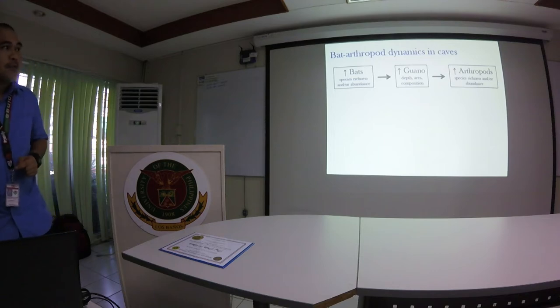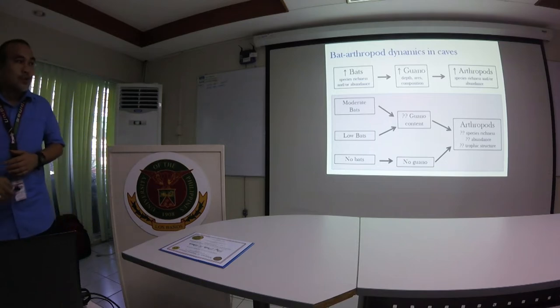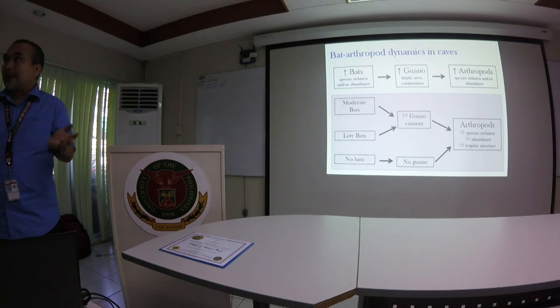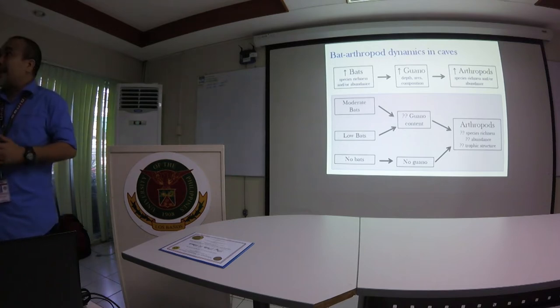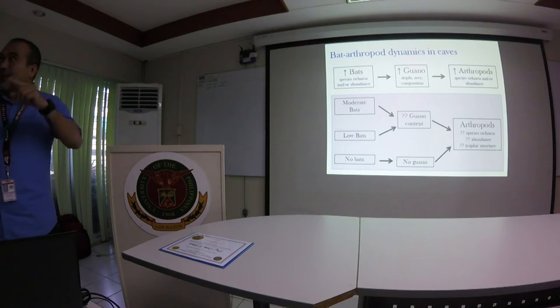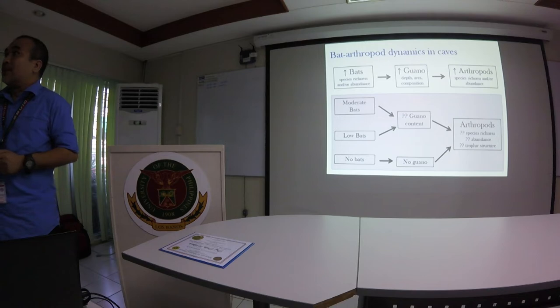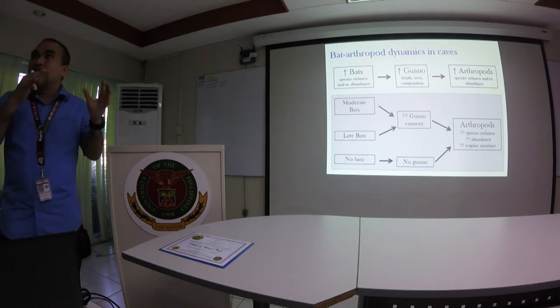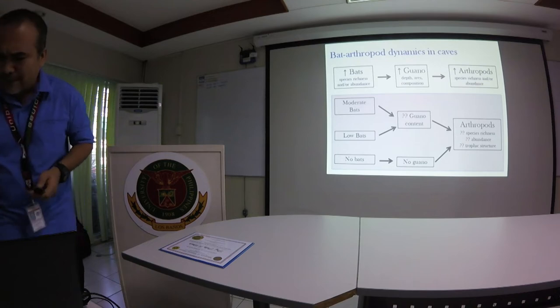But unfortunately, what about at the other end of the spectrum and in between? When you have no bats, of course there would be no guano. What happens to the arthropods? And when we have moderate species richness, what happens to the arthropods as well? In some ways, this would be the crux of my dissertation.